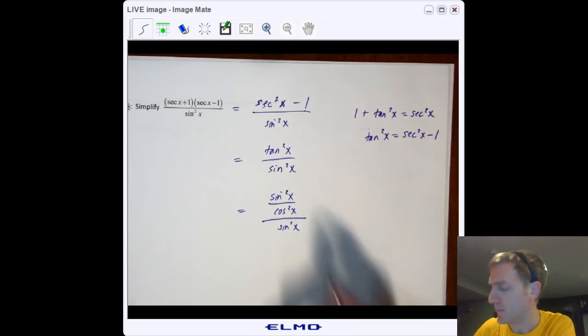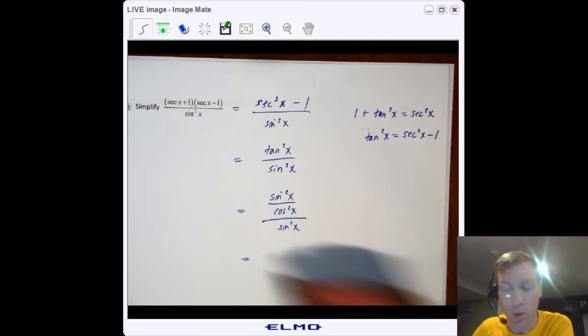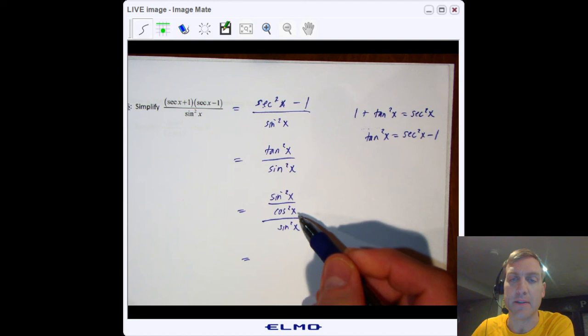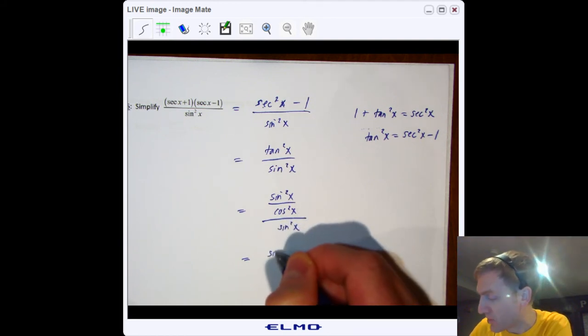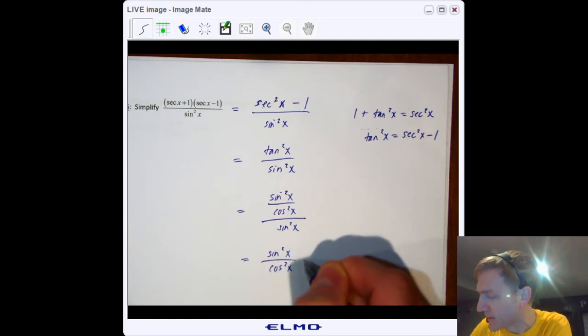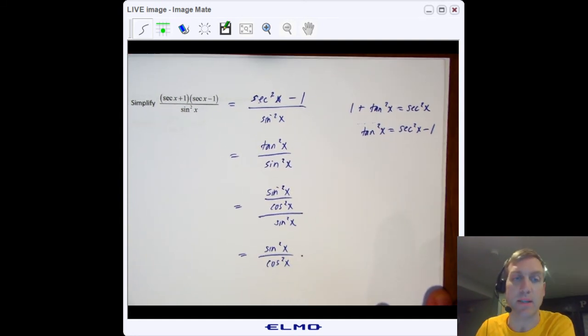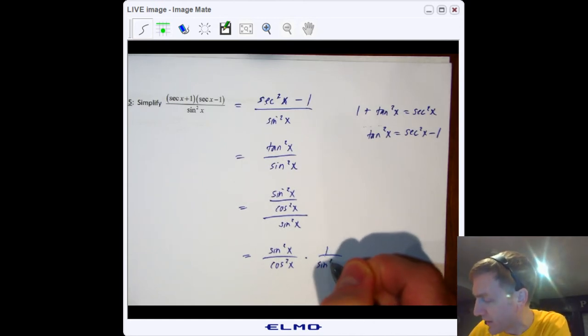Okay, well, that looks more confusing though. I've got a fraction in the numerator of a fraction. Well, remember, we can always rewrite division as multiplying by the reciprocal, so let's do that. Let's start with our numerator, sine squared x divided by cosine squared x. Instead of dividing by sine squared x, let's multiply by the reciprocal. Let's multiply by 1 over sine squared x.